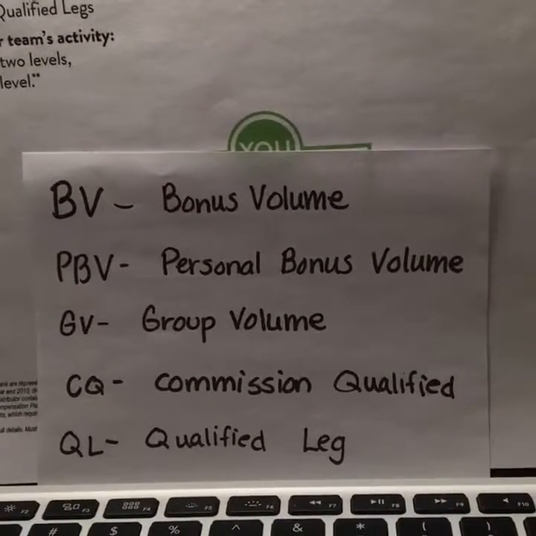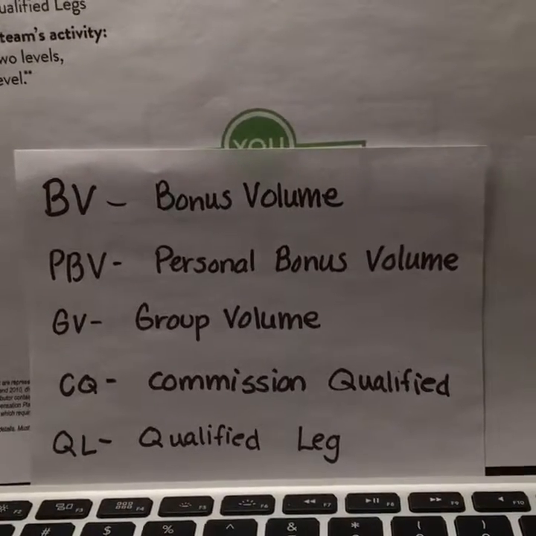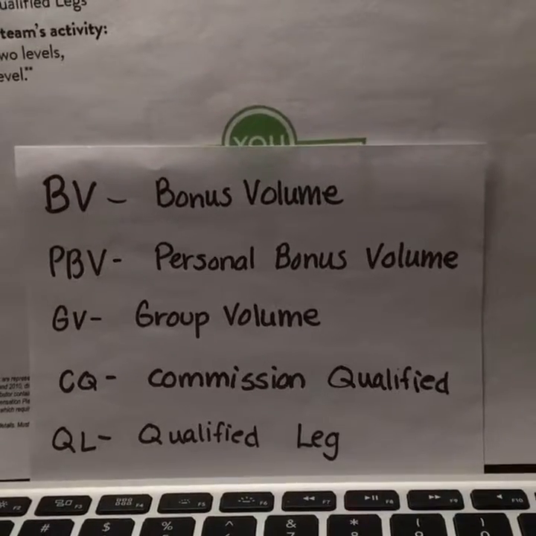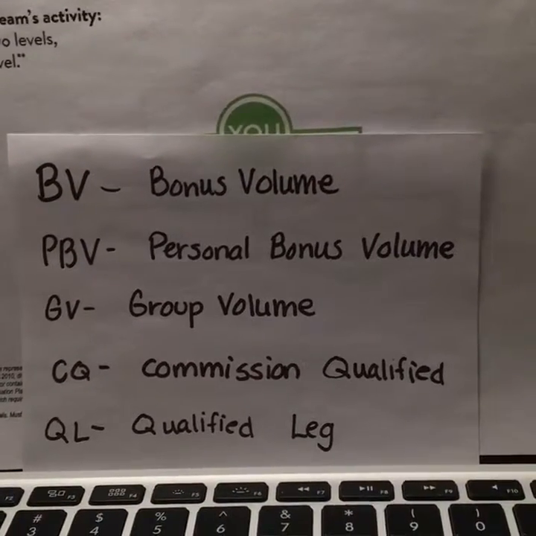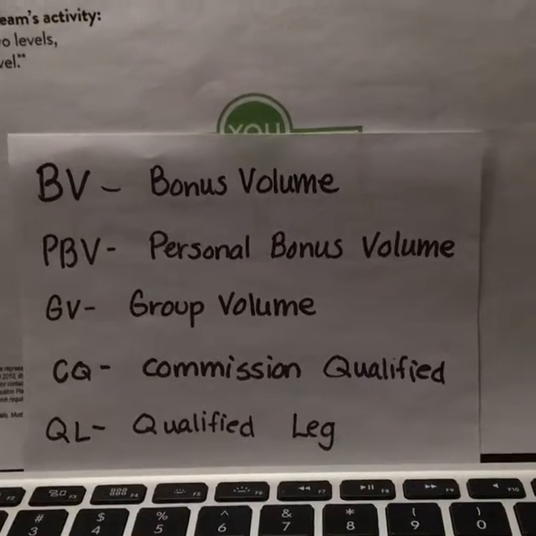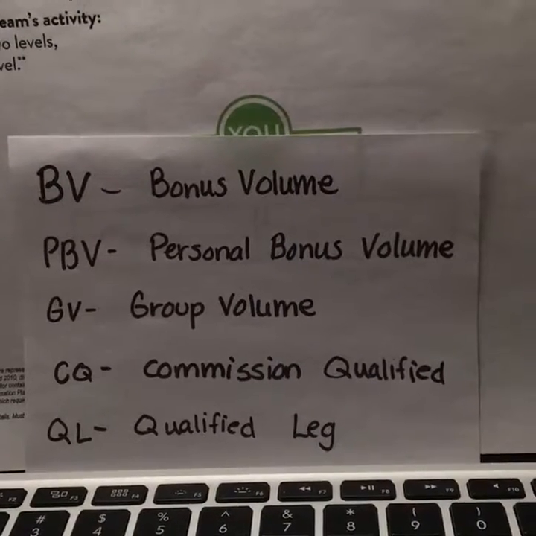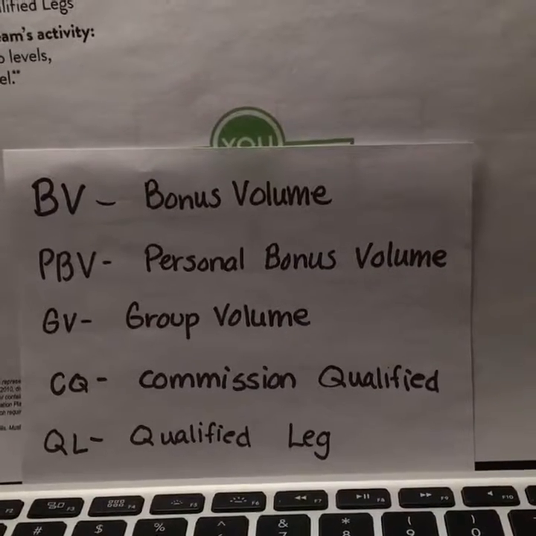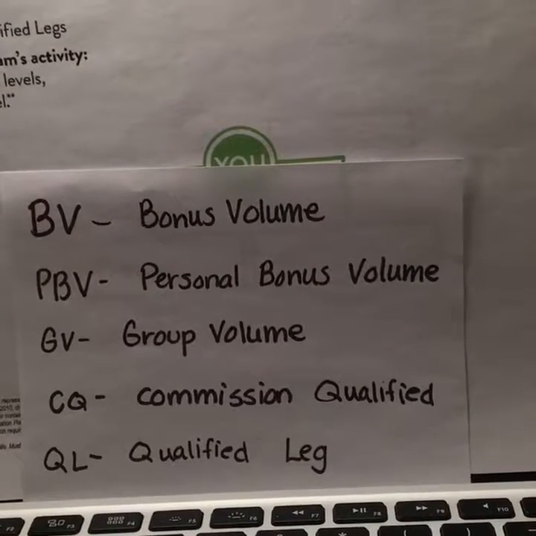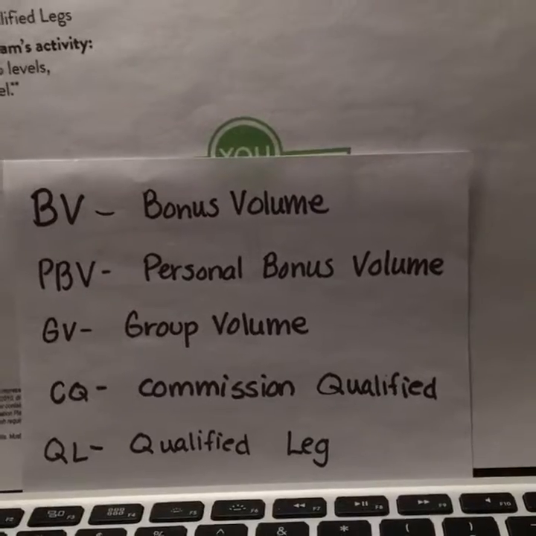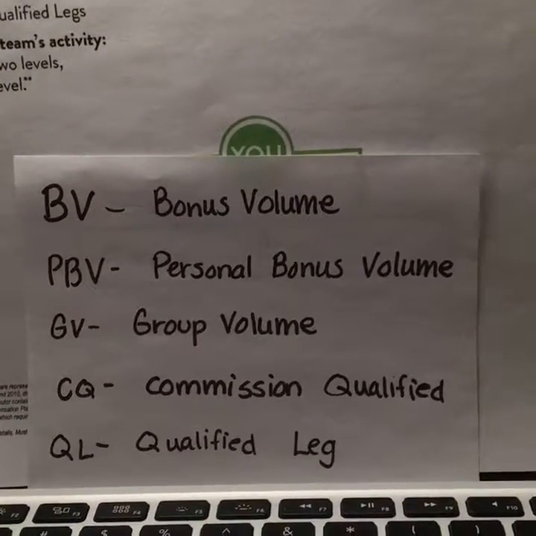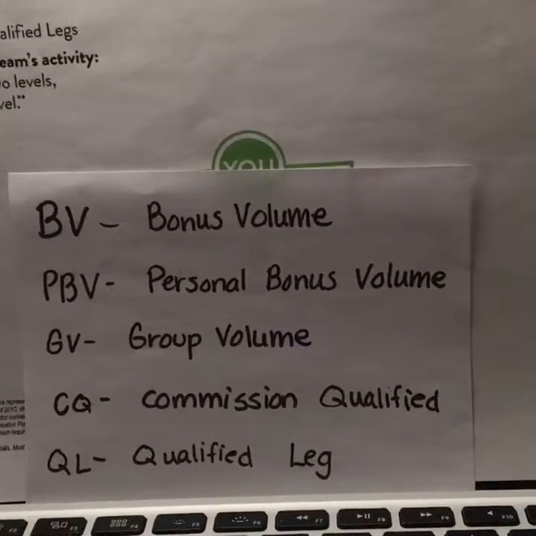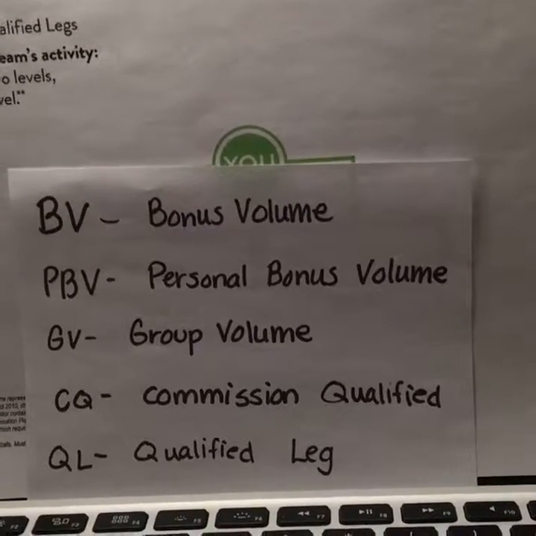Now that's different than GV, which is called group volume. Group volume is going to come from your entire organization. So what does that mean? That means it comes from you, your personal bonus volume, but it includes all of your loyal customers, all of your distributors' volume and any of their loyal customers or distributors' volume. So it's everything in your entire, we use the word downline sometimes, or organization, but it's all of the orders underneath you. That's your group volume, okay?